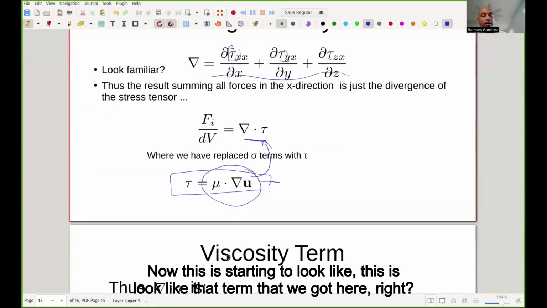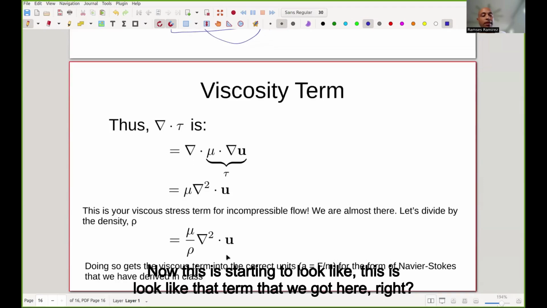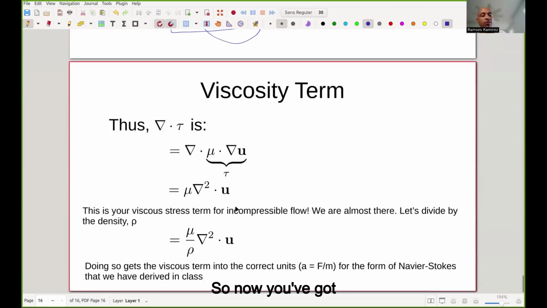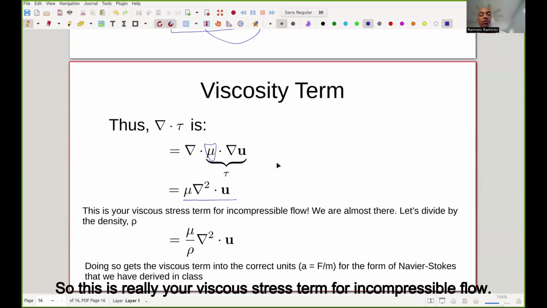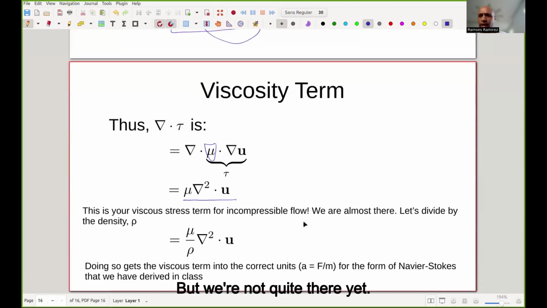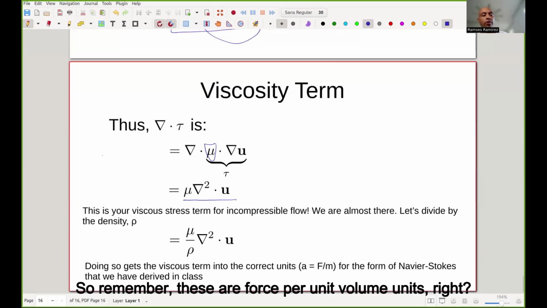And guess what? Now this is starting to look like that term that we got here, right? So now you've got mu nabla squared dot U, because mu is just a constant that you can pull out. So this is really your viscous stress term for incompressible flow. But we're not quite there yet. We're almost there. So remember, these are force per unit volume units, right?